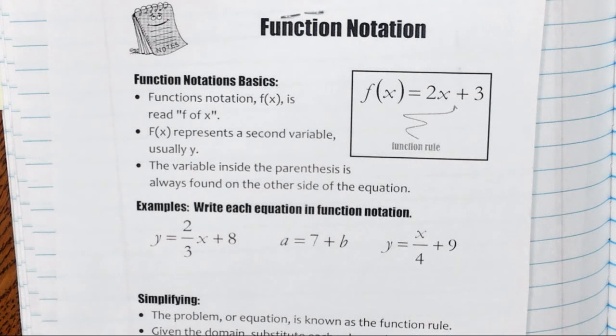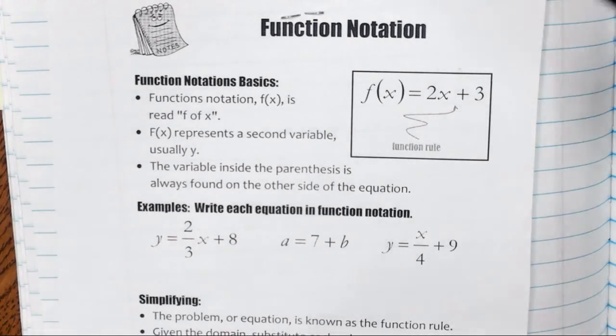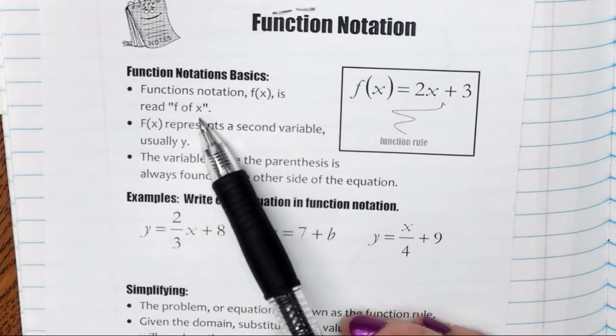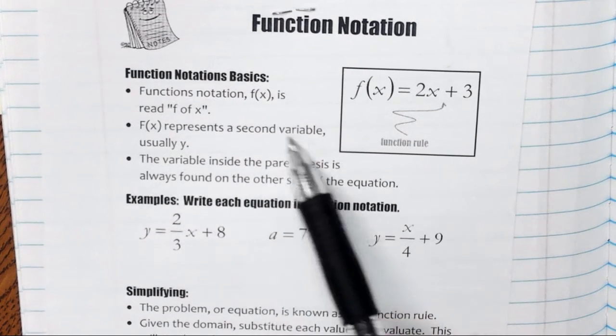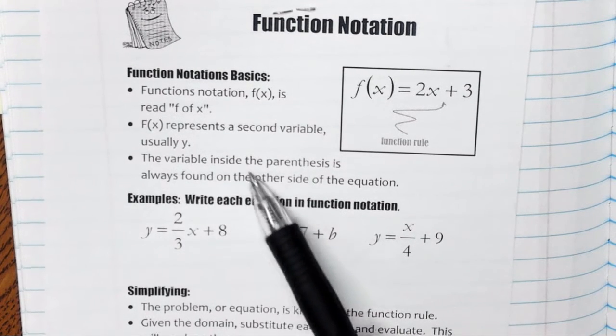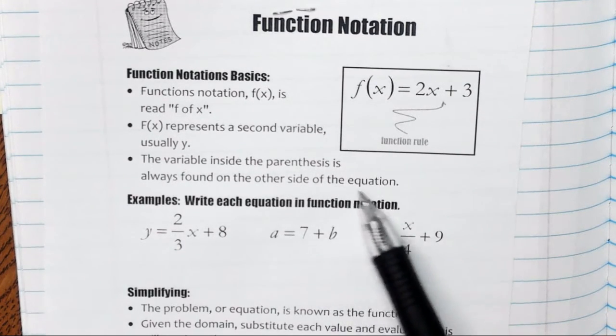In this video, we're going to talk about function notation. So here's some function notation basics. First of all, function notation looks like this, and it's read f of x. F of x represents a second variable, usually y, but not always. And the variable inside the parentheses is always found on the other side of the equation.